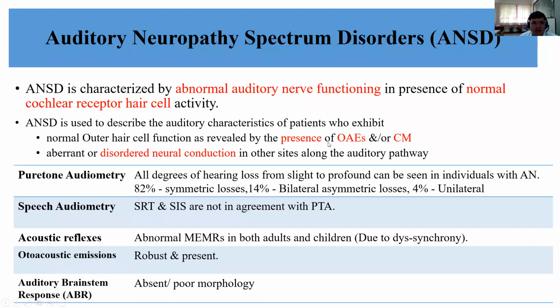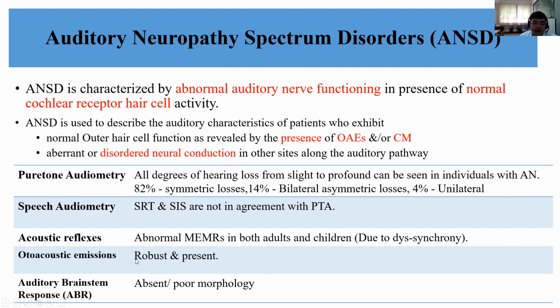I was talking about ANSD, that is auditory neuropathy spectrum disorder. This is one of the conditions where auditory nerve functioning is abnormal in the presence of normal cochlear receptor hair cells. It means outer hair cell functioning is good, but auditory nerve functioning is abnormal. That is, presence of OAEs or cochlear microphonics, but disordered neural conduction along the auditory pathways.